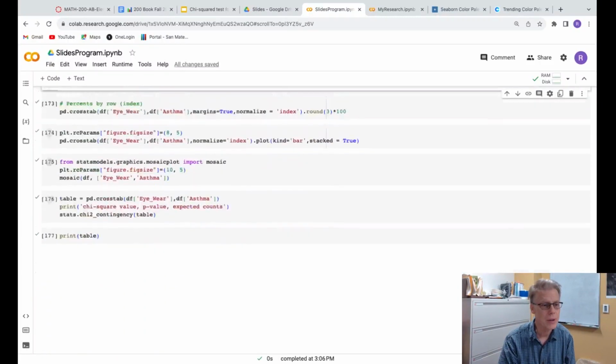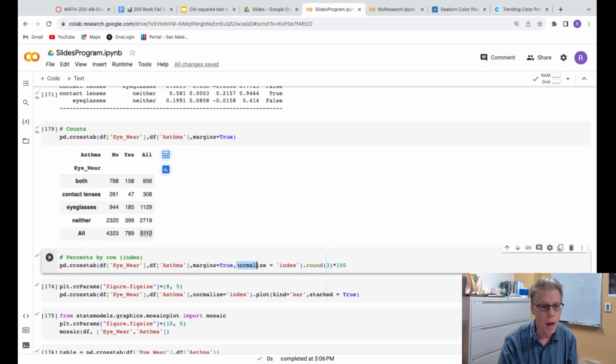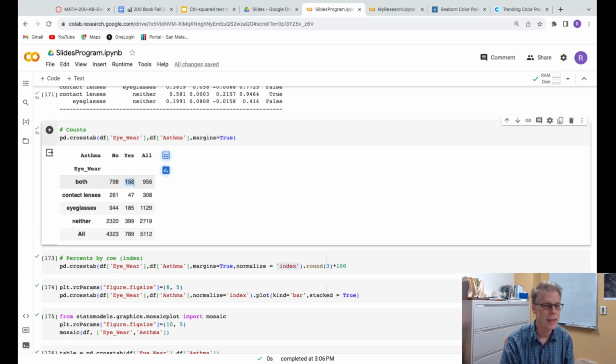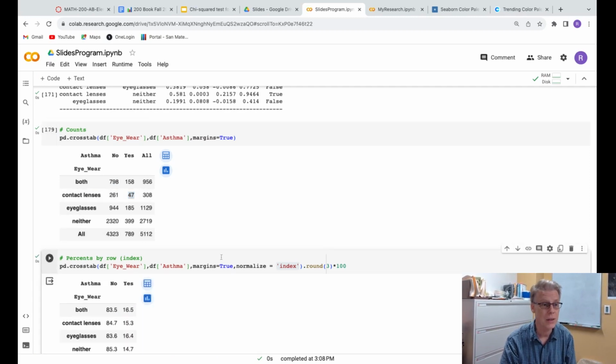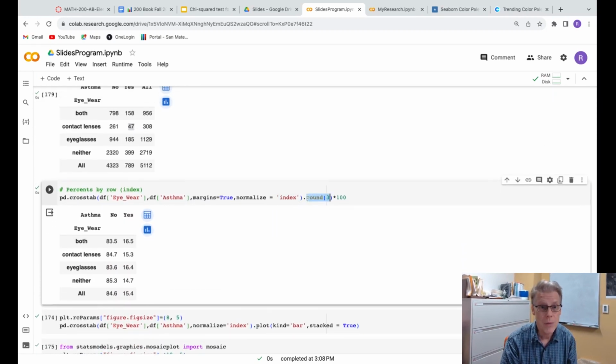So what we're able to do is use normalize, and I'm going to go by row so that it actually gets the percentages like I was describing within each of these categories. It's going to calculate the percentage of yes asthma and the percentage of no asthma for the both category, the percentage of yes asthma and no asthma for the contact lenses, etc. It's going to go up and down and do all those percentages. And there they are. I rounded to 3 decimal places.